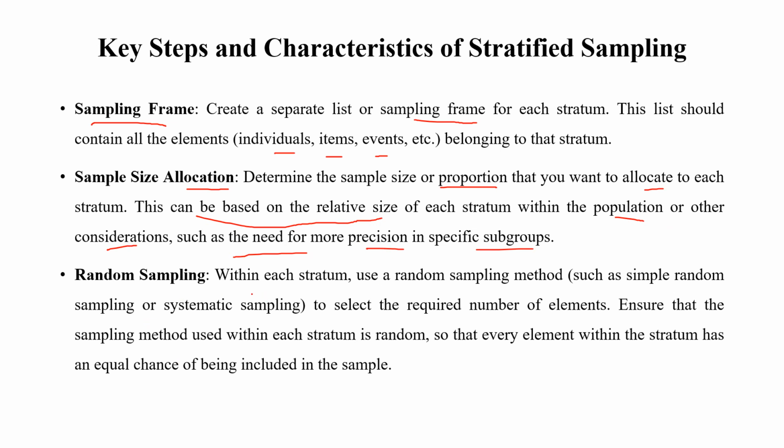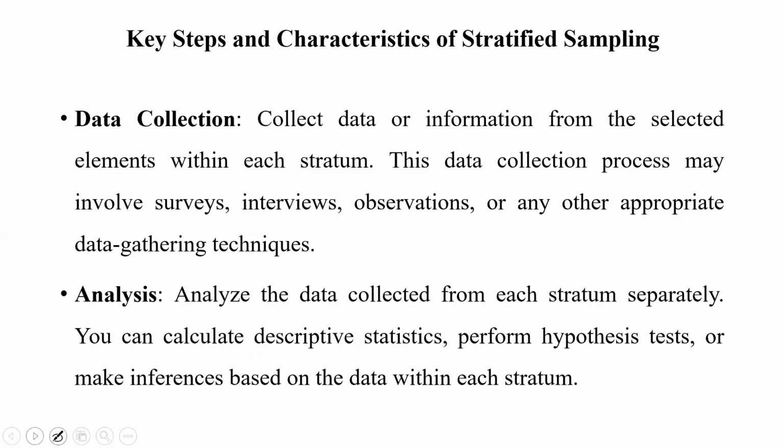Then random sampling. Within each stratum, use a random sampling method such as simple random sampling or systematic sampling to select the required number of elements. Ensure that the sampling method used within each stratum is random so that every element within the stratum has an equal chance of being included in the sample.